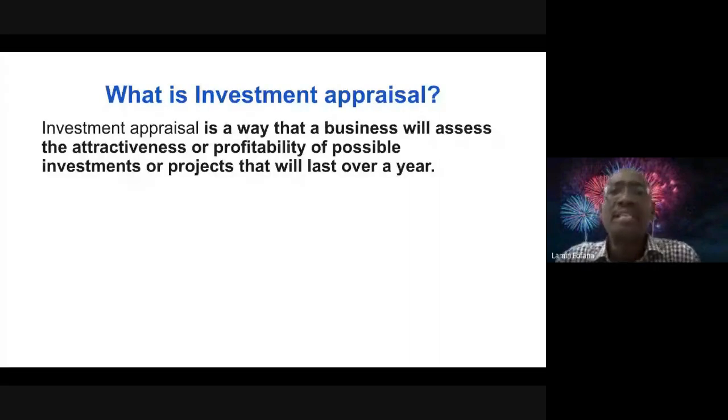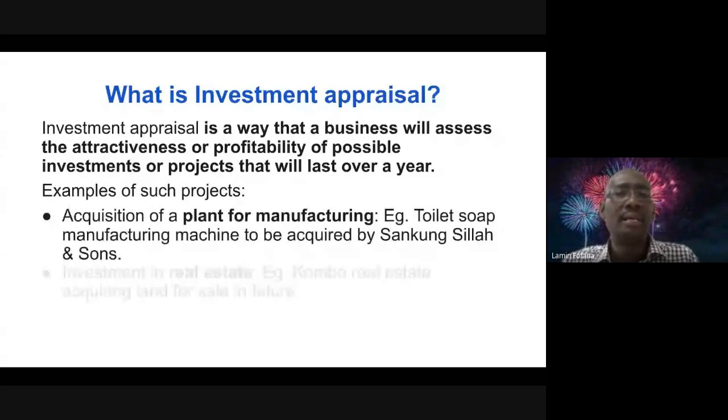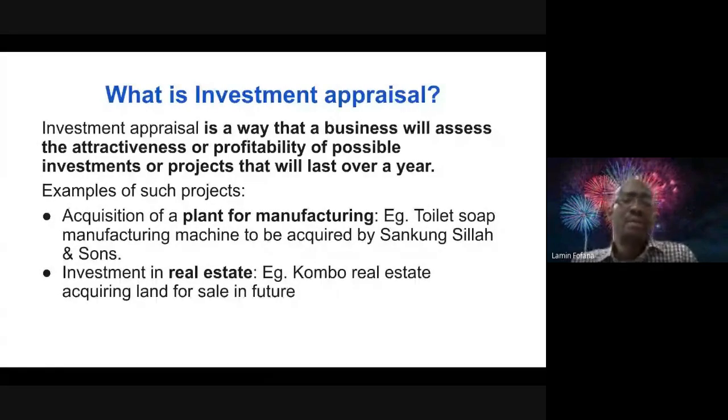So it's a way that a business will assess the attractiveness or profitability of a possible investment or project that will last over a year, just like I said. So it has to be more than a year. These are examples. You can buy a plant. A plant is like a fixed machinery that you can use to manufacture. For example, you could buy a machinery to produce toilet soap or laundry soap, and stuff like that. You want to know, if you buy this machinery, whether it's going to be profitable for the business in the future.